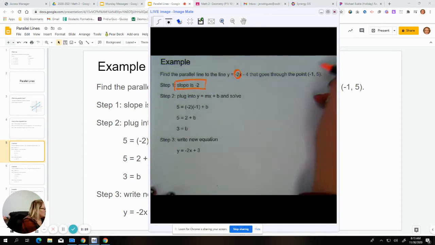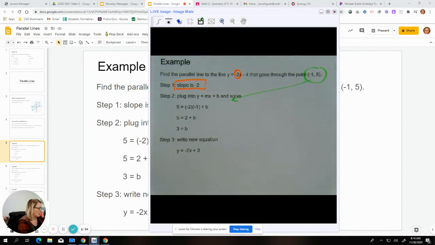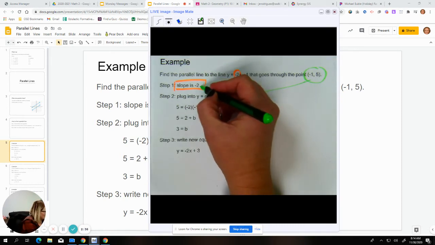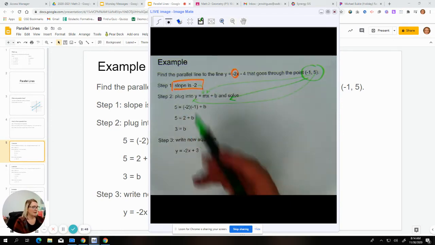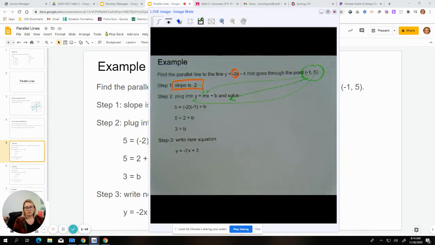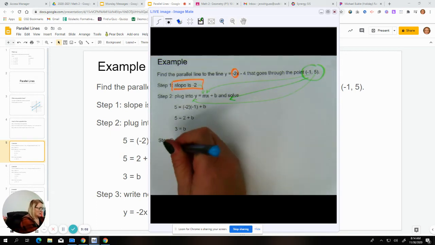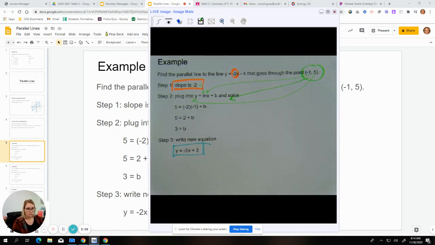We're going to take that slope and this new point of negative 1, 5, and plug it in here. Notice negative 2 goes where m goes. This is an x value, so it went for x. This is a y value, so it went for y. Now we have 5 equals negative 2 times negative 1 plus b. Negative 2 times negative 1 is 2. To solve this, we subtract 2, and we get b is equal to 3. So our new equation is y equals negative 2x plus 3.